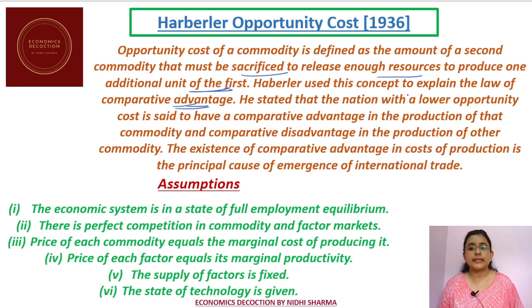He stated that the nation with a lower opportunity cost is said to have a comparative advantage in the production of that commodity and a comparative disadvantage in the production of the other commodity. The existence of comparative advantage in cost of production is the principal cause of emergence of international trade. So according to Haberler, it is the opportunity cost which is leading to comparative disadvantage or comparative advantage in any case for any country, which further leads to international trade.